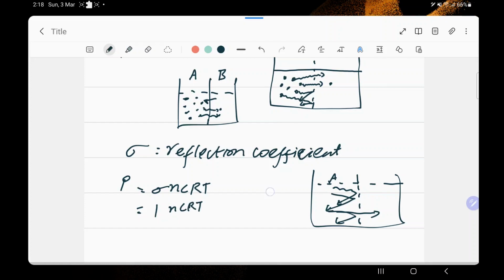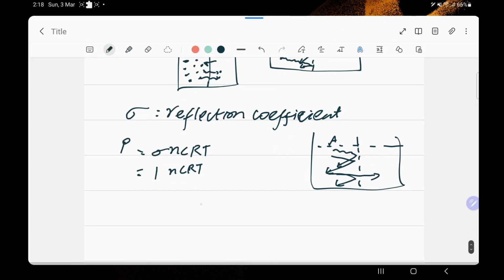However, some membranes are permeable to certain small atoms or molecules, and some of them will cross over to the other side. So if some of them cross over to the other side and don't stay in the same compartment, then in this formula nCRT, the value of the pressure will be reduced.